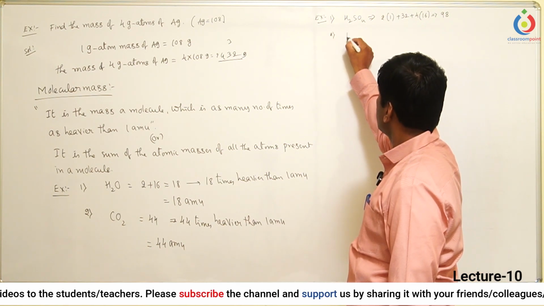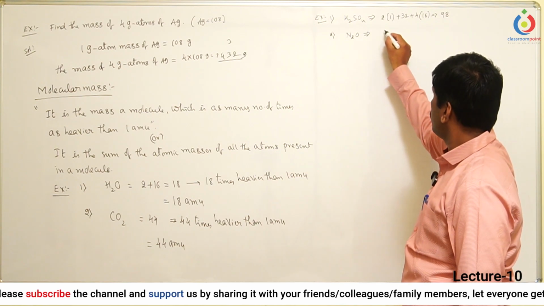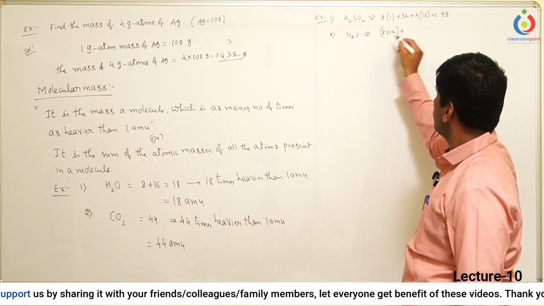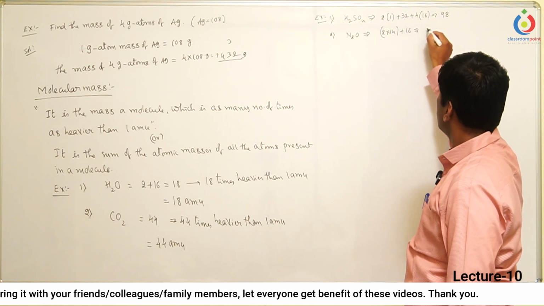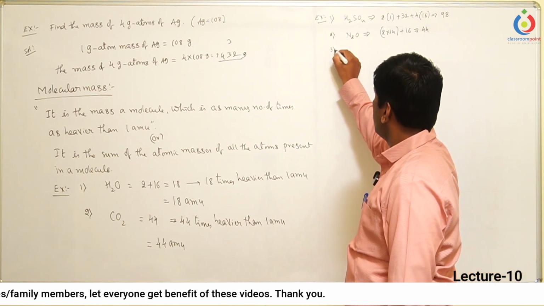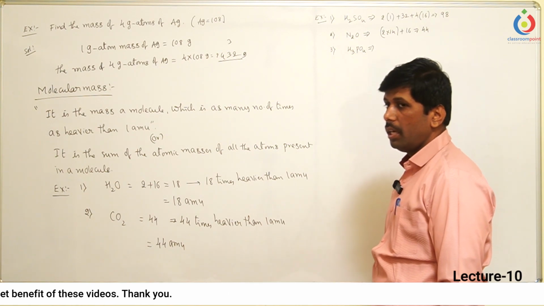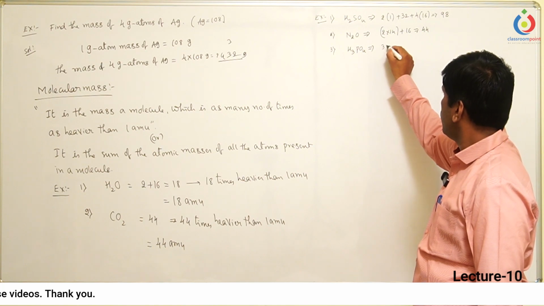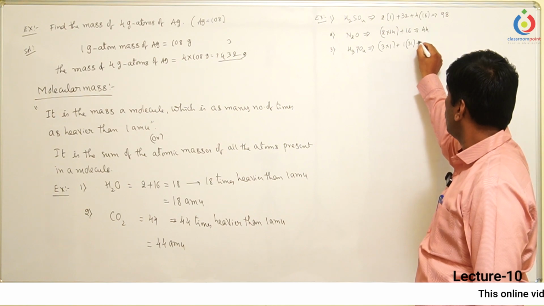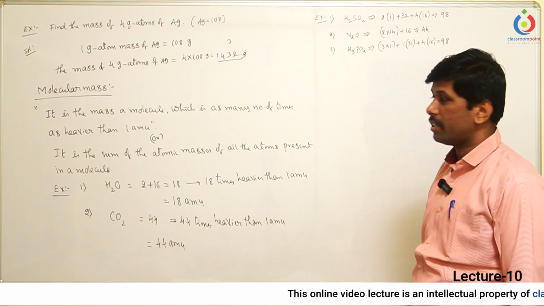Similarly, let us take the N2O molecular mass. 2 nitrogens are there, 2 into 14, 28, plus here 16. So this equals 44. Let us take H3PO4 again. 3 hydrogens are there, 3 into 1, plus 1 phosphorus, 31, plus 4 oxygens, 16 each. This value equals 98.